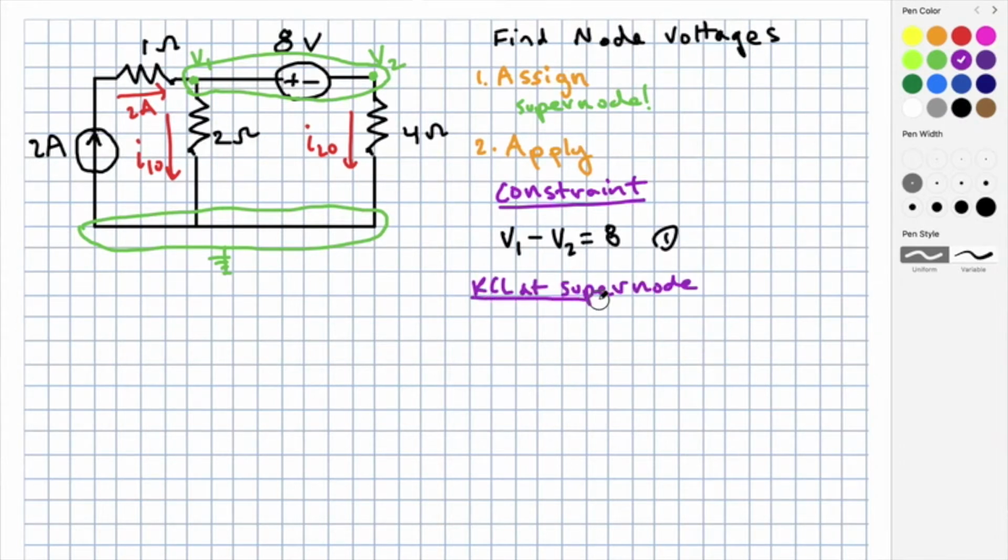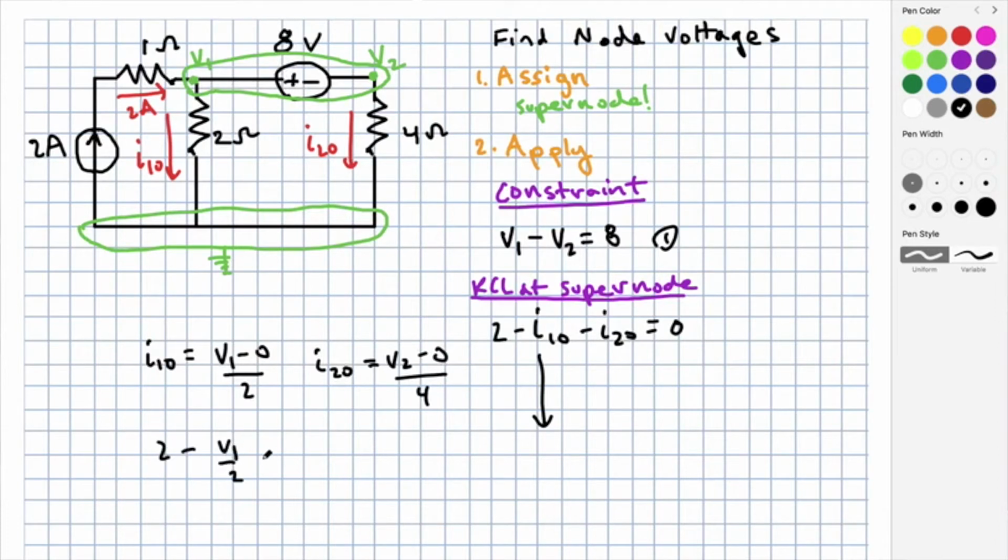We also need to apply KCL at the supernode. We get that 2 amps comes in and I10 and I20 go out. Writing the Ohm's law expressions for these currents, we see that I10 is V1 minus 0 over 2 and I20 is V2 minus 0 over 4. Plugging these in and multiplying through by 4, we arrive at 8 minus 2V1 minus V2 equals 0. Moving the voltages to the opposite side, we get 2V1 plus V2 equals 8.